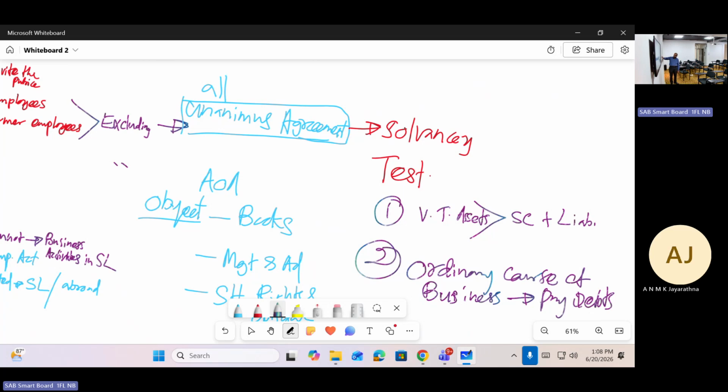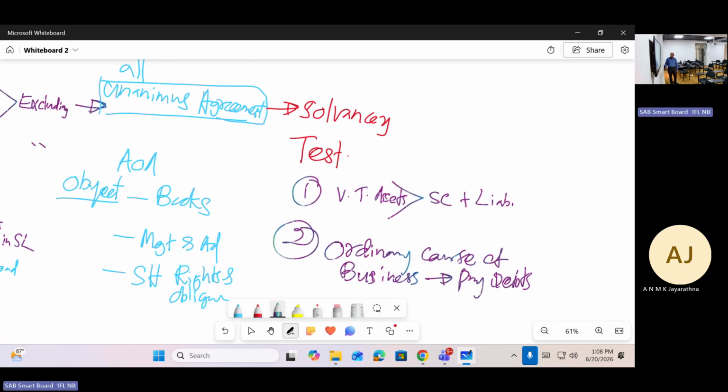Now, under the solvency test, we have to check whether the company is able to pay its debts in its ordinary course of business. Actually, what does it refer to? It refers to the day-to-day business: whether the company is able to pay its debts in its day-to-day business, the ordinary course of business.